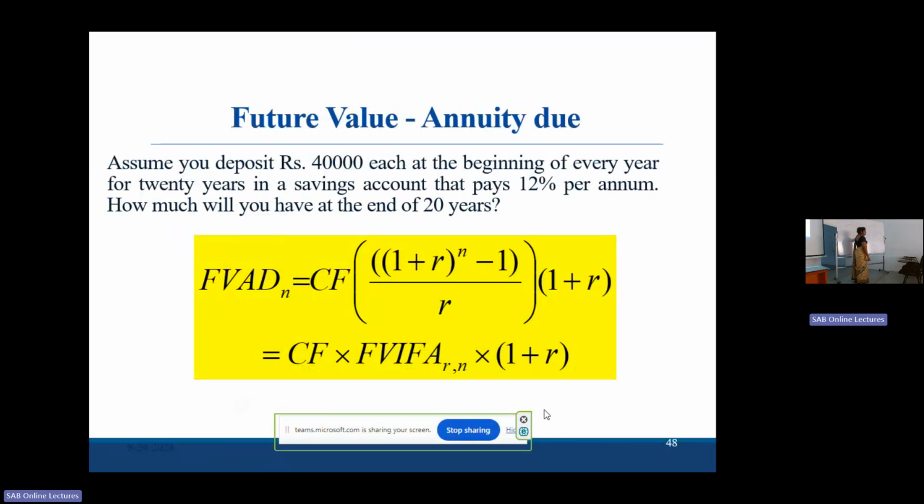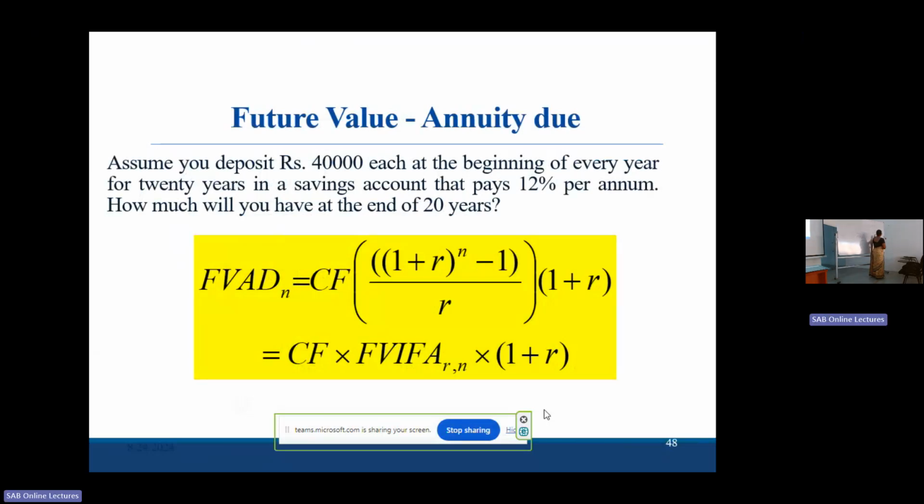So if you look at these two, what you can see is, in case of the annuity due, all the cash flows you have to compound 1 time more.